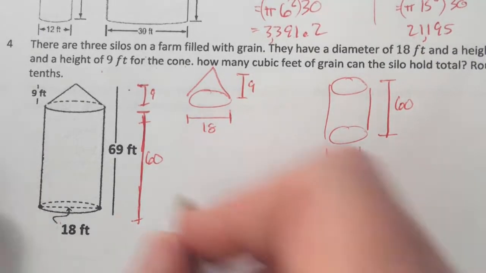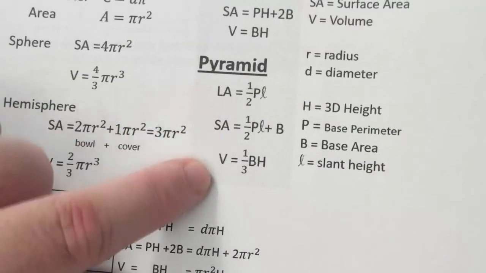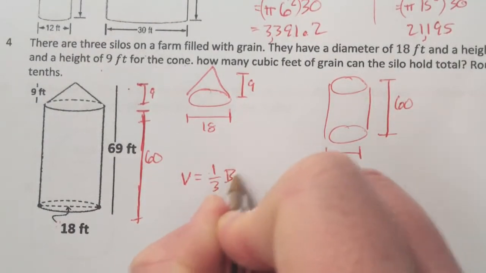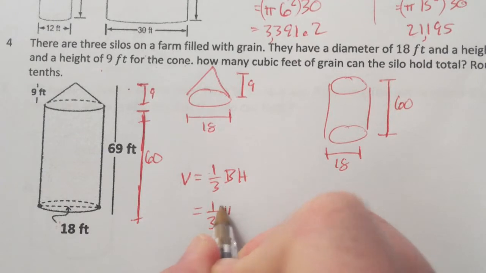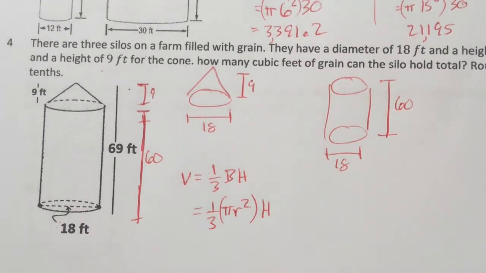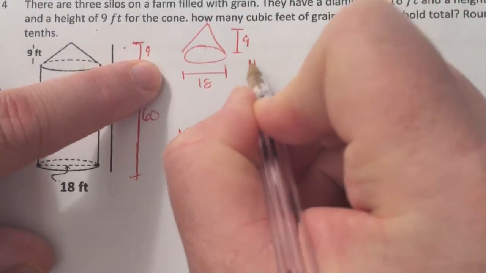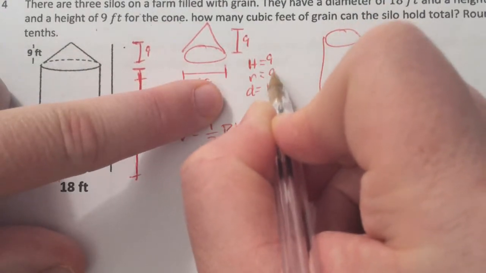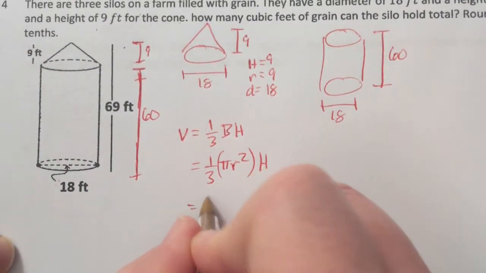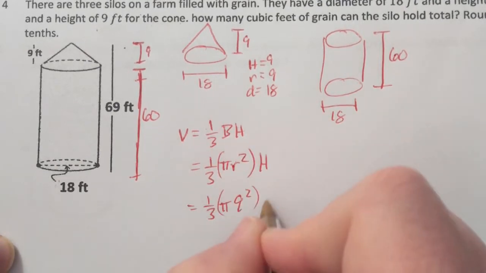All right, so now we want to find the volumes. So volume equals, for a cone, a cone is a type of pyramid. So it's 1/3 base area times height. What shape is the base? A circle. And the base area would be pi r squared times the 3D height. So I know that my height is 9. I know the diameter is 18, so divide by 2, my radius would also be 9. So it's 1/3 pi, my radius is 9 squared, and my 3D height just happens to be 9.